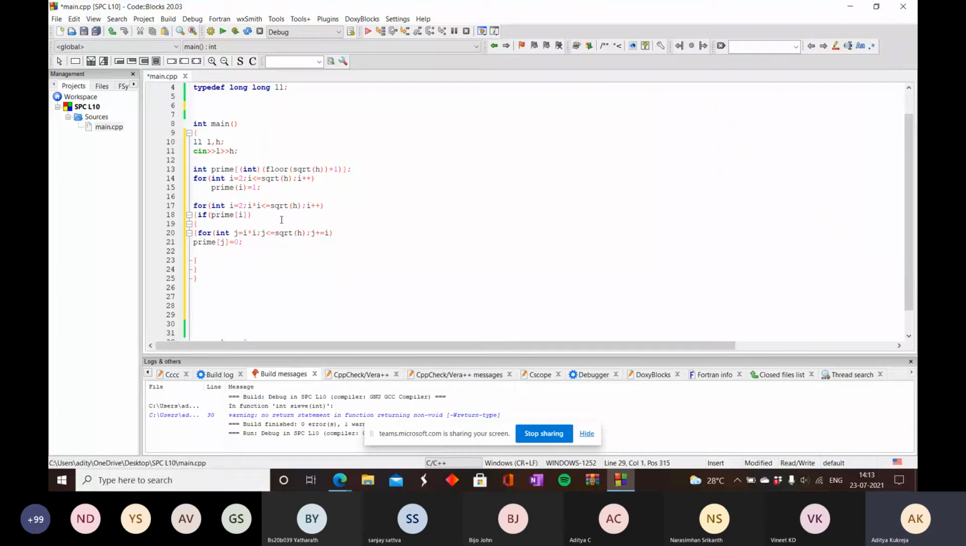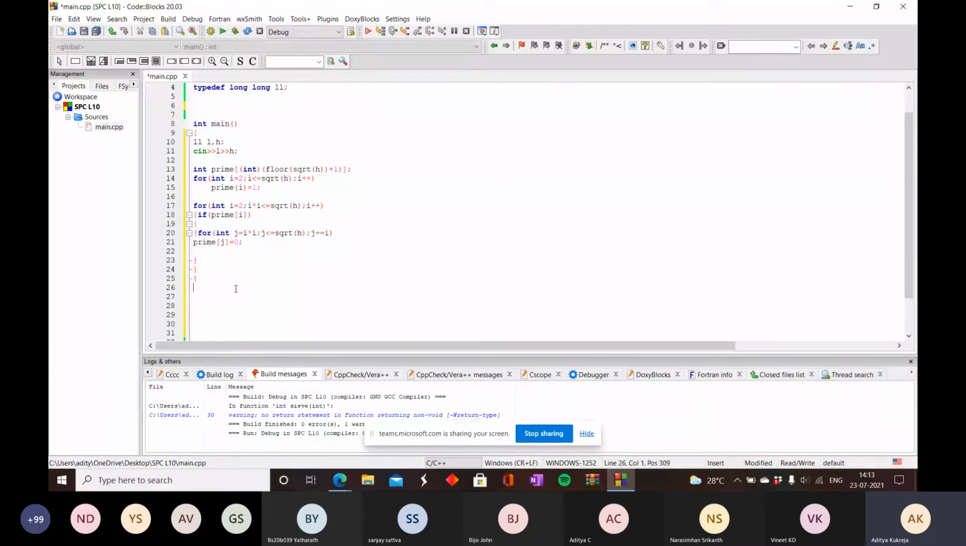So what this did is, first it assigned the value of 1 to all the elements in this array prime, and after that what this sieve does here, it will make all the prime numbers have the value of 1, and all the composite numbers will have a value of 0.